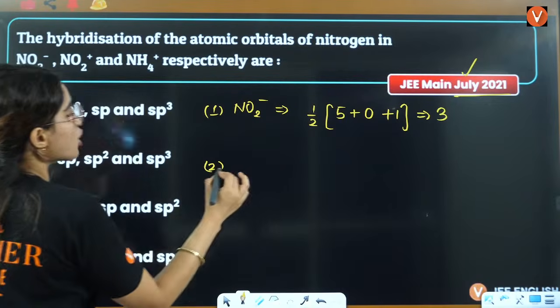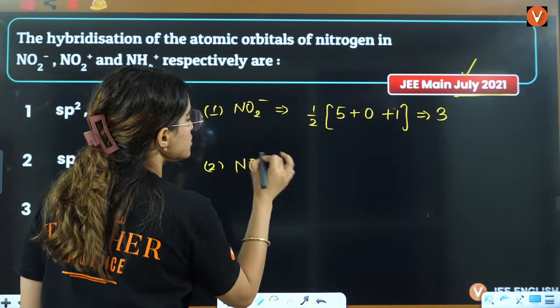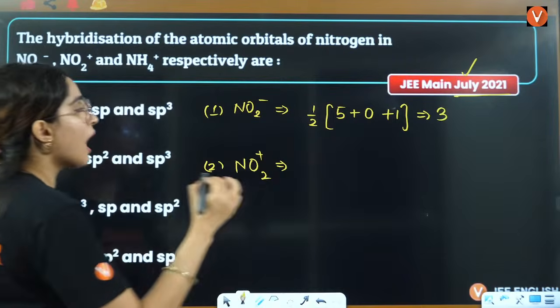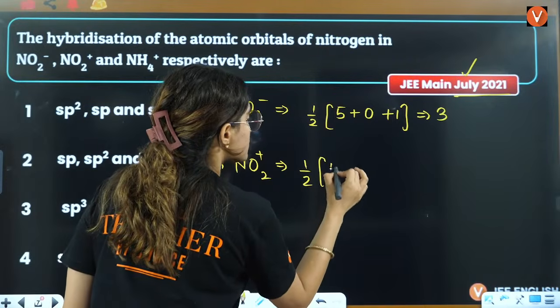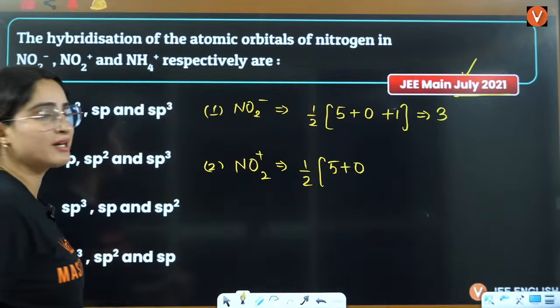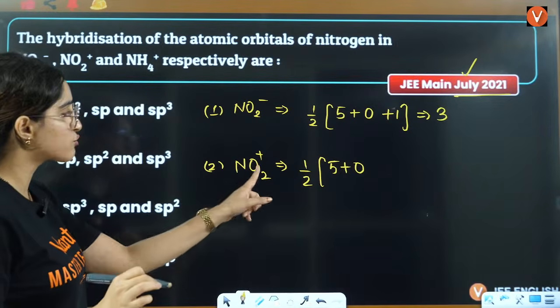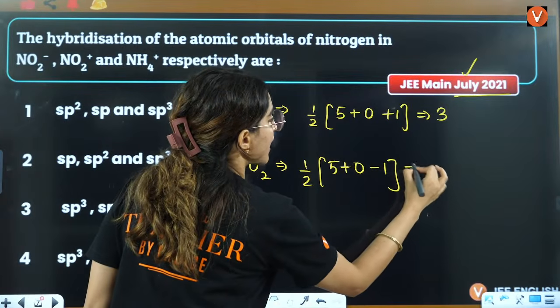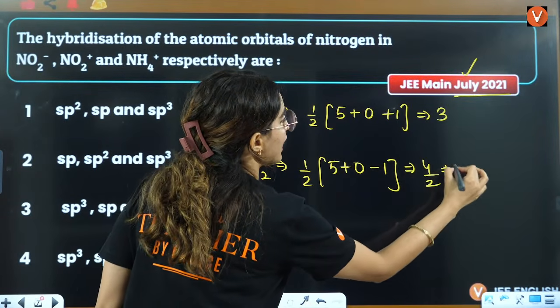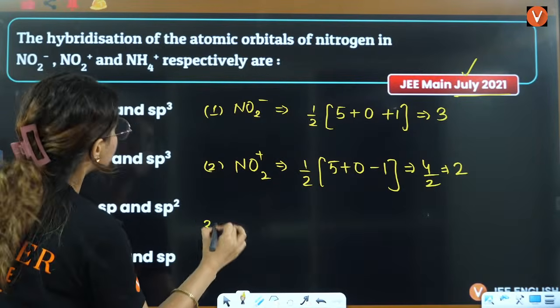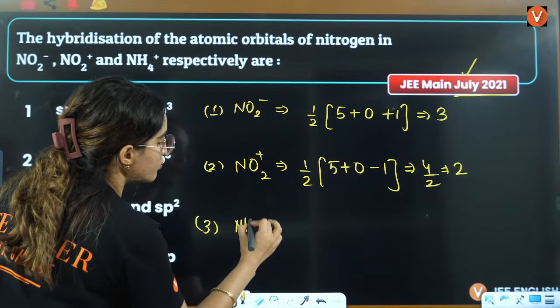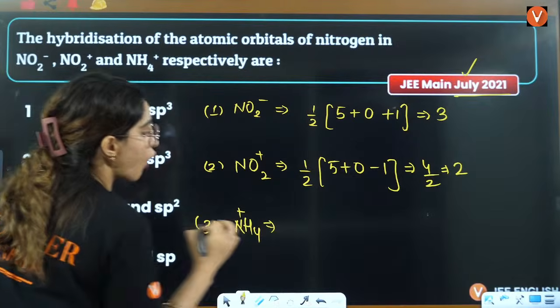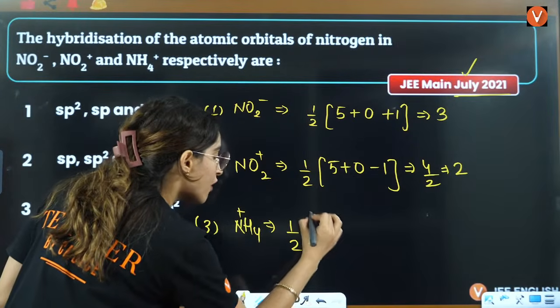Now in case of NO2 positive, you have half. This is 5 plus 0 because the central atom is nitrogen. So 5 valence electrons, no monovalent atoms, and the cation charge will be subtracted. So it will be 4 by 2, that is 2, right? Then the third one is NH4 positive, right? Here, same thing, half.